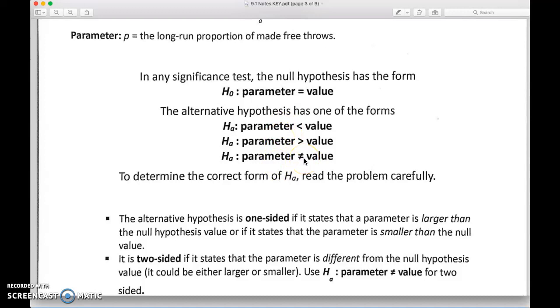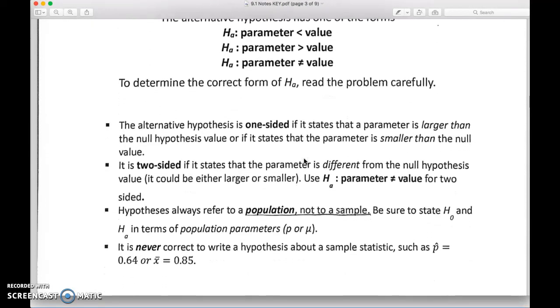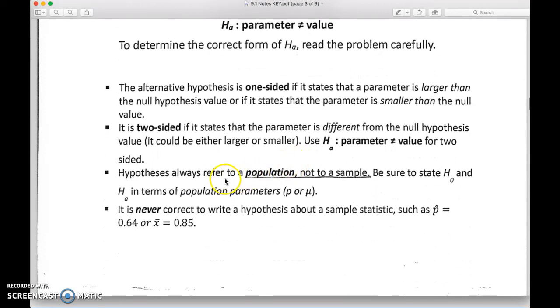If we're just saying it's different than what's claimed, it could be less than or greater than. This is what we call a two-sided test. But it is important to remember that your hypothesis is always referring to a population, not the sample. So you should always be using your population variables, just P or mu, not p-hat and not x-bar. Those are from your sample. So your hypothesis should always be about your population.